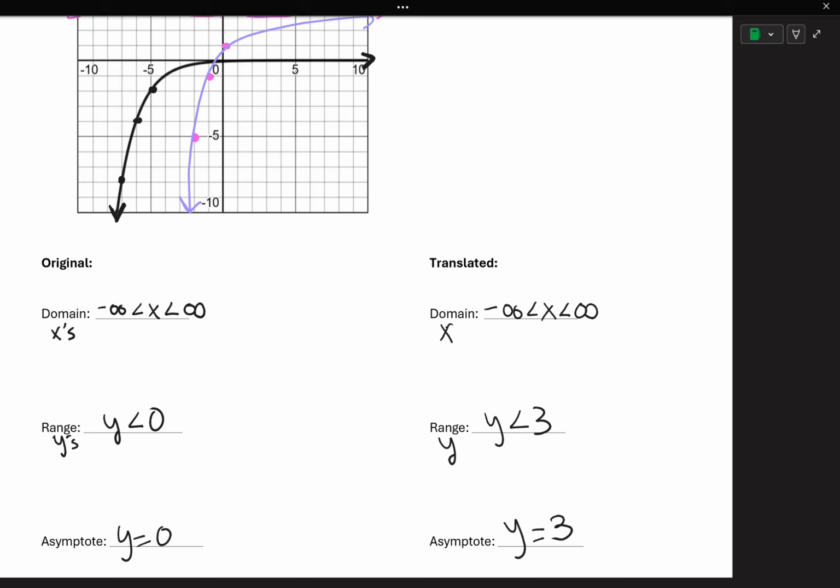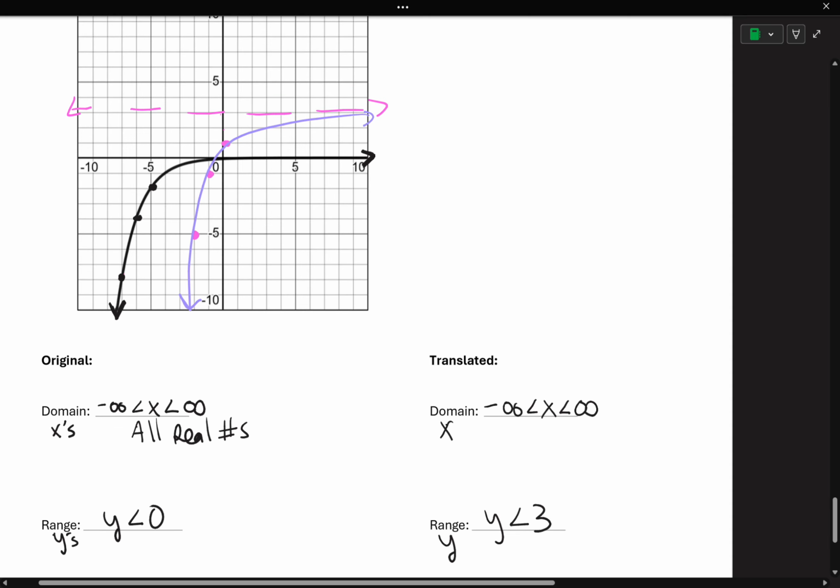I have another thing to say about domain. Another way we can phrase this domain is all real numbers. The reason we can say that is because I can plug anything into x. It's just y that has a restriction, not x.